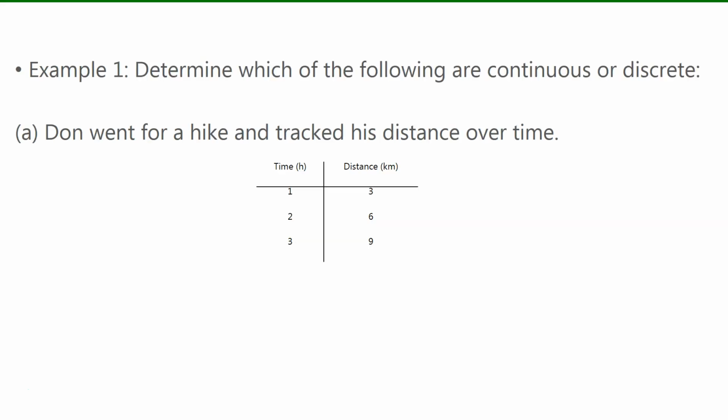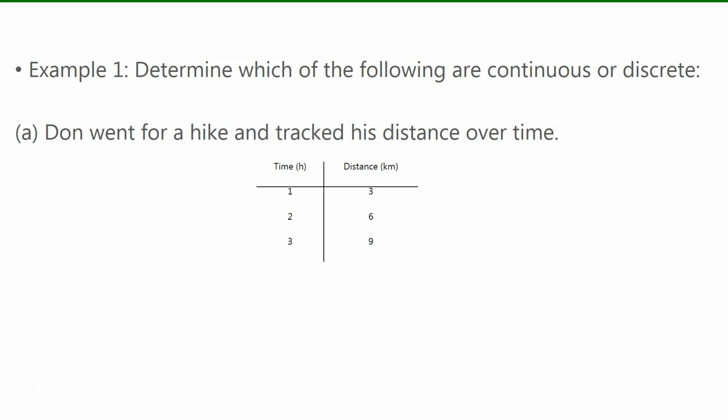So let's look at a couple of examples to see the difference between continuous and discrete. So A, Don went for a hike and tracked his distance over time. After 1 hour, he traveled 3 kilometers. 2 hours, he had traveled 6 kilometers, and 3 hours, he traveled a total of 9 kilometers.